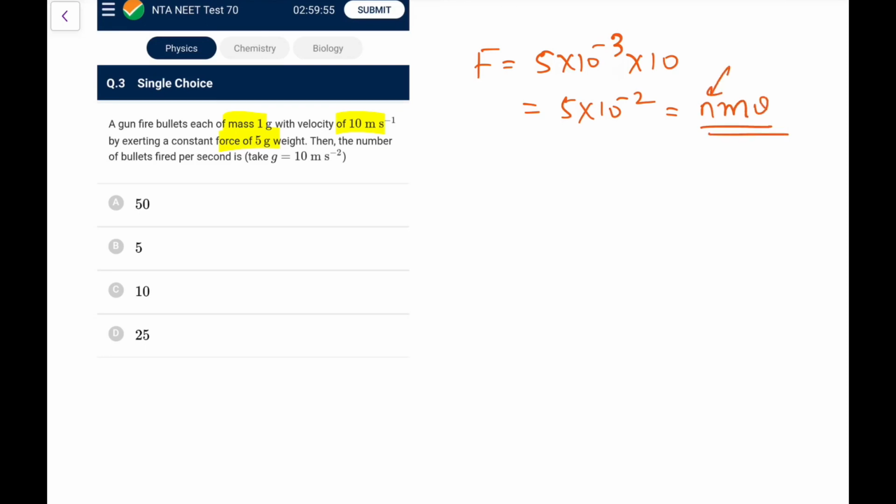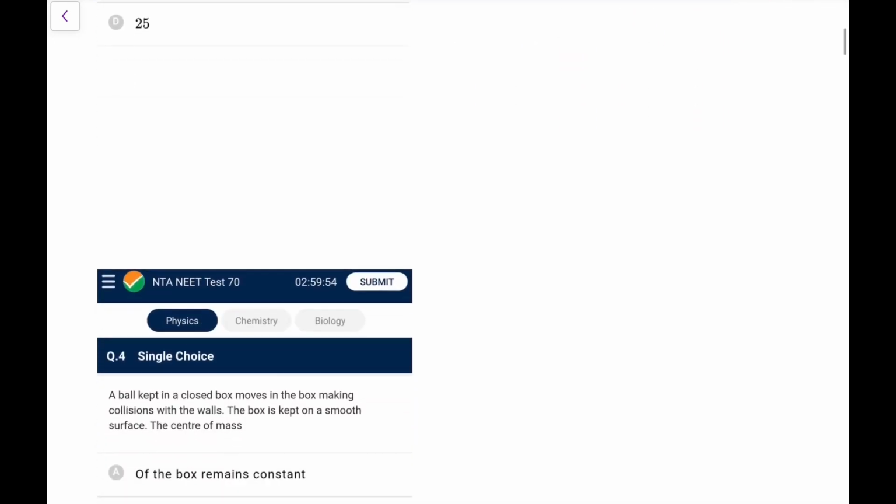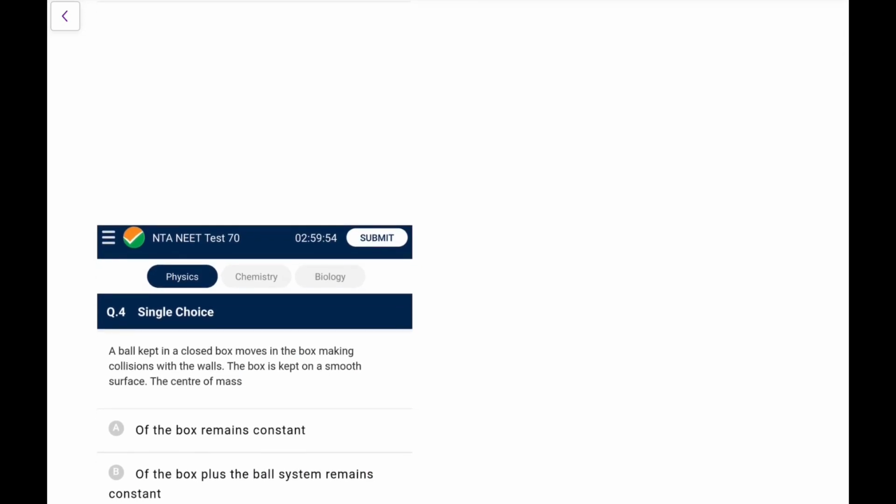Next one. A gun fires bullets each of 1 gram with velocity 10 by exerting a constant force of 5 gram weight. Then the number of bullets fired per second is. So what is the force here? 5 gram weight means 5 into 10 to the power minus 3 into 10, so that is 5 into 10 to the power minus 2 Newton. That would be equal to NMV, the momentum change per second, where N is the number of bullets fired per second. Therefore N equals F upon mv, which is 5 into 10 to the power minus 2, with m as 1 into 10 to the power minus 3 into 10. So it can fire 5 bullets per second from the given data. Now this was question number 3. Next, go for the fourth one.